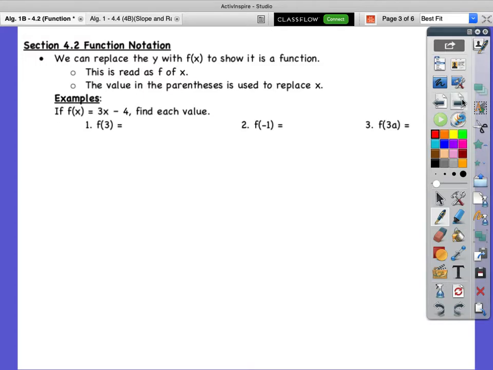Hey, everybody turn your attention to the sideboard over here. Algebra 1B. The 25th of November. Caden, what's SWBA stand for? Students will be able to. The T is silent. Very good. Use function notation and evaluate functions 4.2, okay?